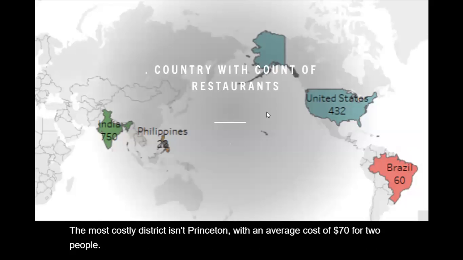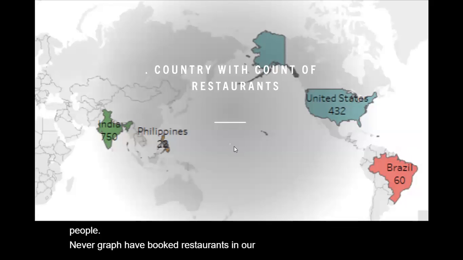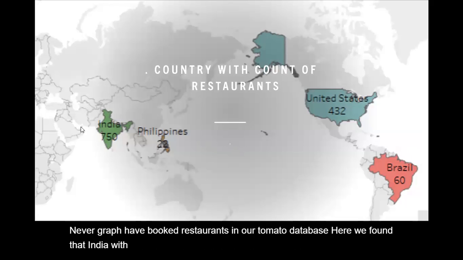In the above graph, we have different countries with the count of restaurants in our Zomato database. We found that India, with its large population, has a large number of restaurants. The second highest is the United States with 432.